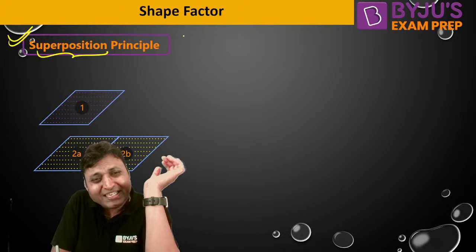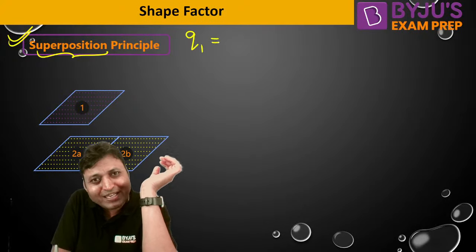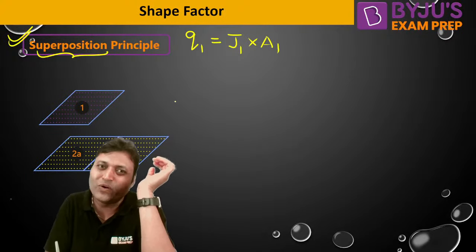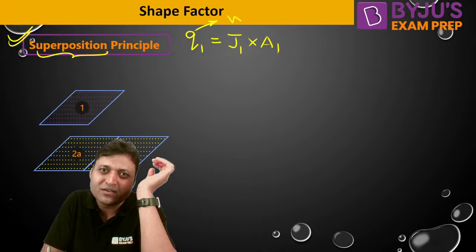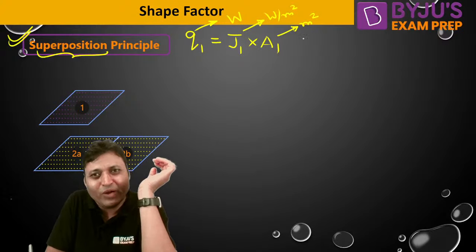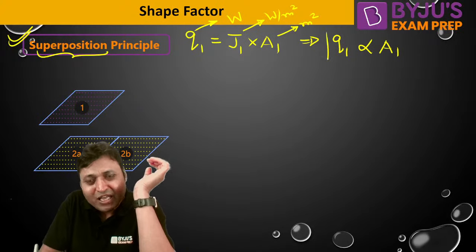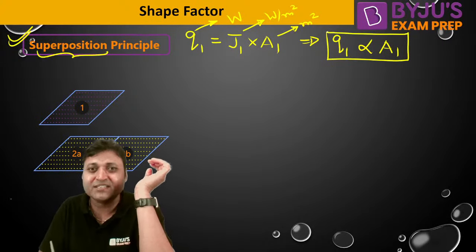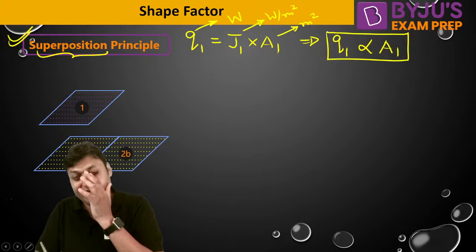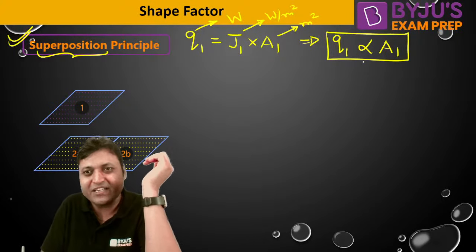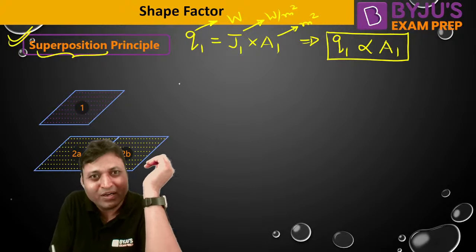That is the addition or subtraction of the shape vector. Now look, what is Q1? That is J1 into A1, isn't it? The unit of Q1 is watt, the unit of J1 is watt per meter square, and the unit of A1 is meter square. So Q1 is J1 into A1. So we can say Q1 is directly proportional to A1. If we talk about the areas of the surfaces, the more the area of the radiating surface, the more will be the radiation leaving the surface, Q1. Q1 is directly proportional to A1.